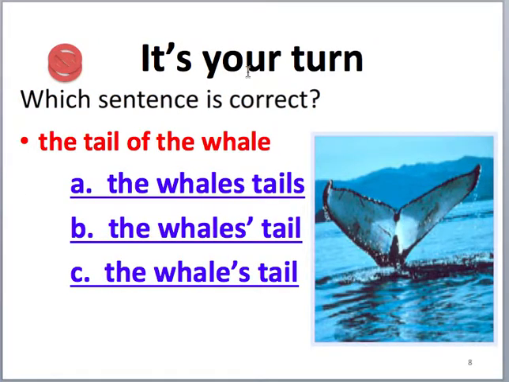Now it's your turn. Which sentence is correct? So this tail is the tail of the whale. So which one is correct? Which possessive noun? A, B, or C? A, the whales tail without any apostrophe. B, the whales' tail, after whale we put an s and apostrophe. Or C, the whale apostrophe s tail. Try to remember the rules.